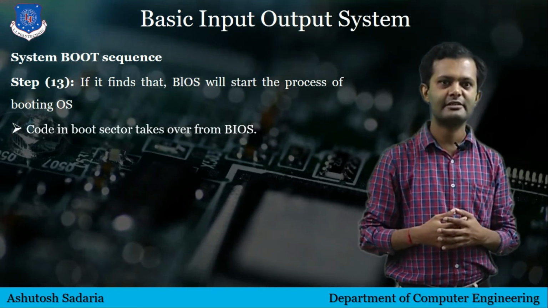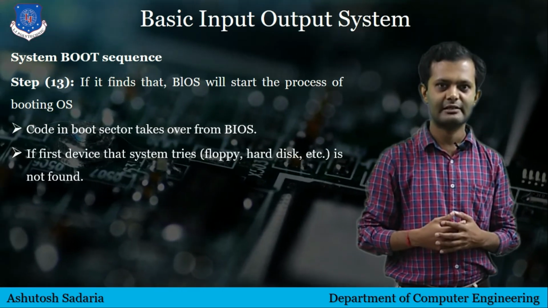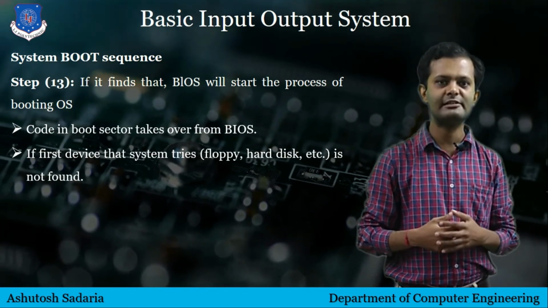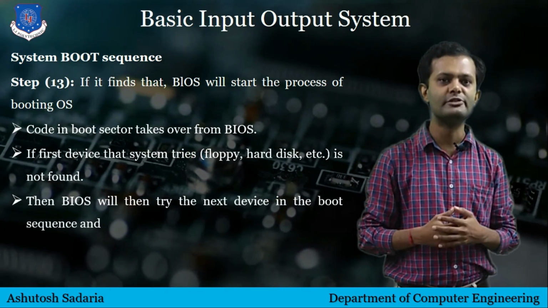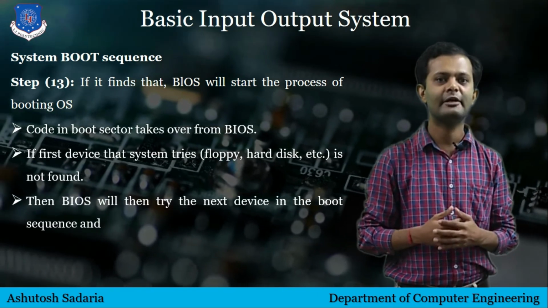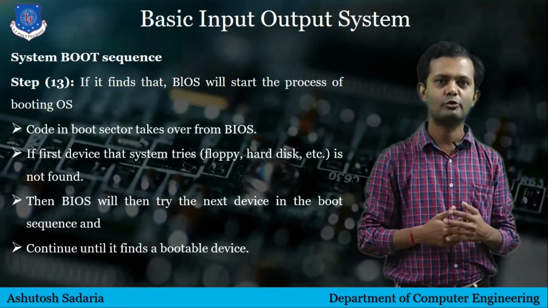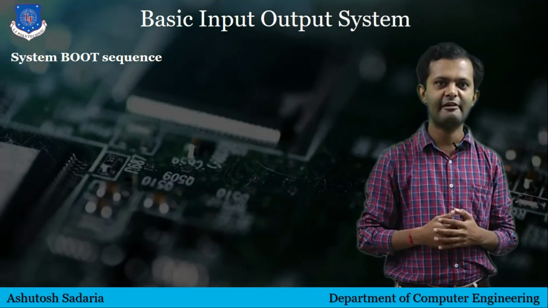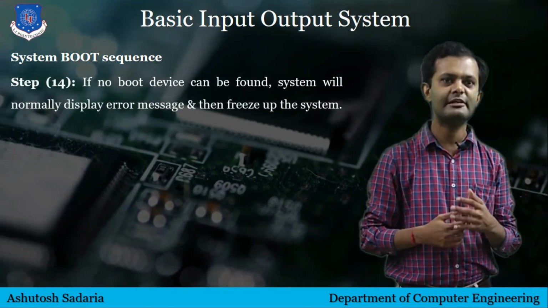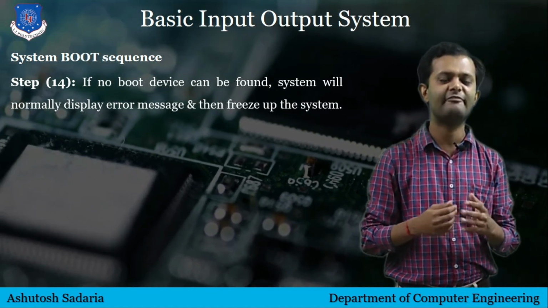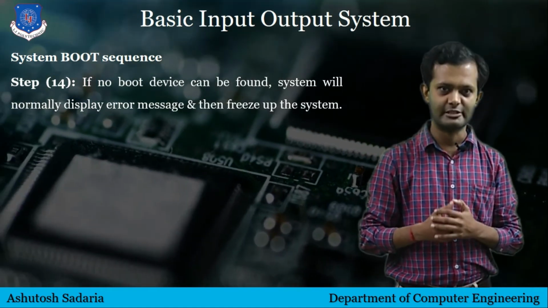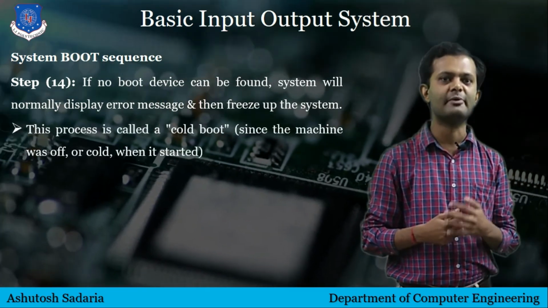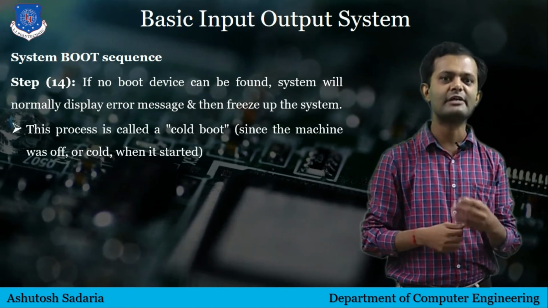At this point, the code in the boot sector takes over from the BIOS. If the first device that the system tries, like floppy disk or hard disk, is not found, then BIOS will try the next device from the boot sequence and continue until it finds a bootable device to boot the operating system. If no boot device is found, then the system will display an error message and then freeze. This process is called a cold boot because the machine was off and you started the machine.